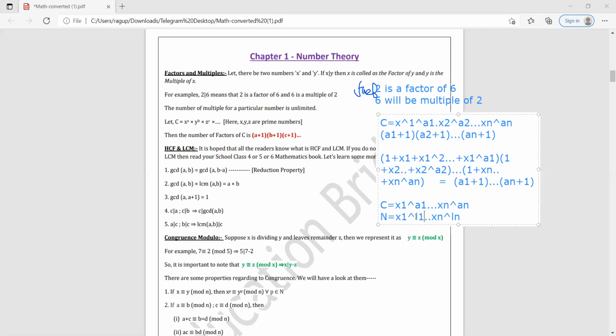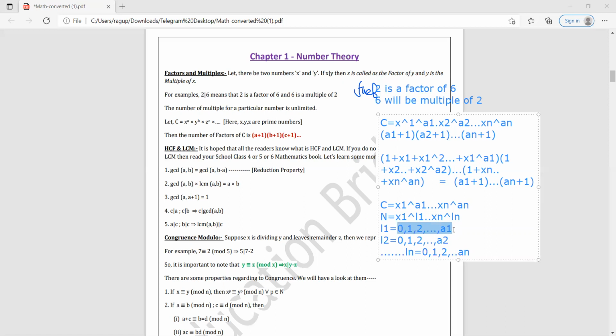So what this means is that l1 can be 0, 1, 2, dot dot dot a1. Similarly l2 can be 0, 1, 2, dot dot dot a2, and this would go on. So ln is equal to 0, 1, 2, dot dot dot an. So you can choose any one of these exponents.